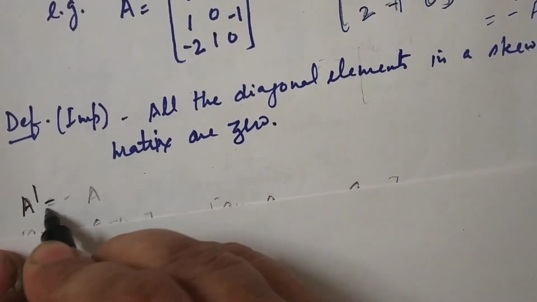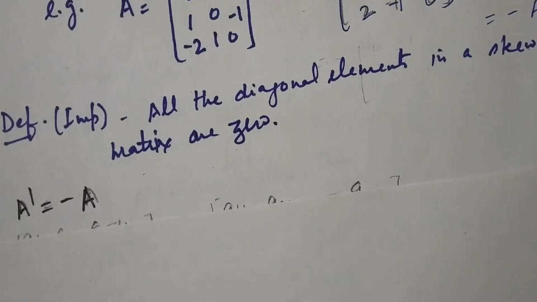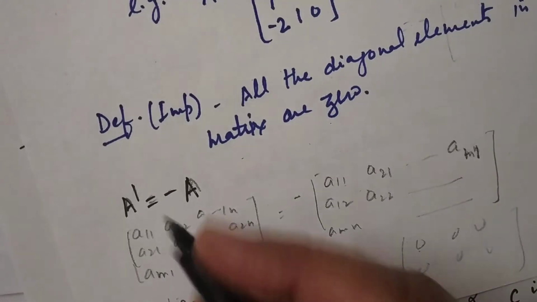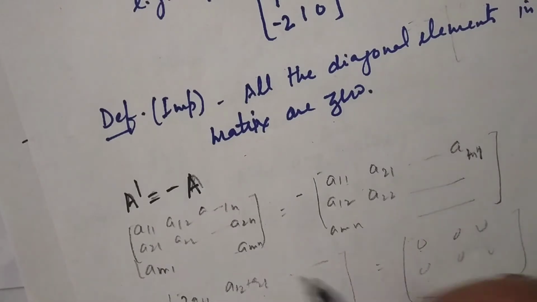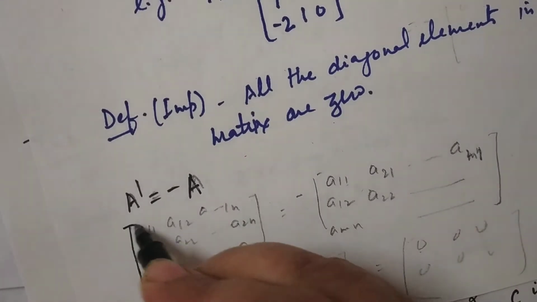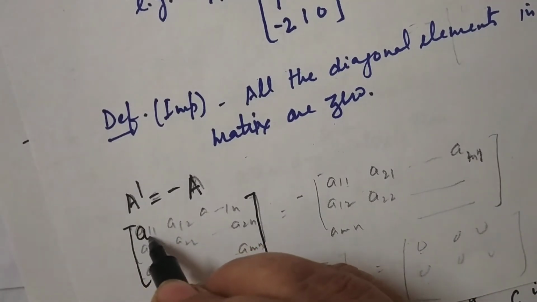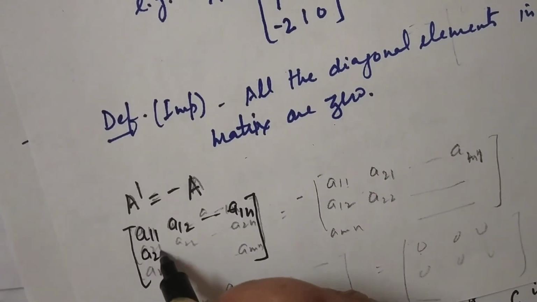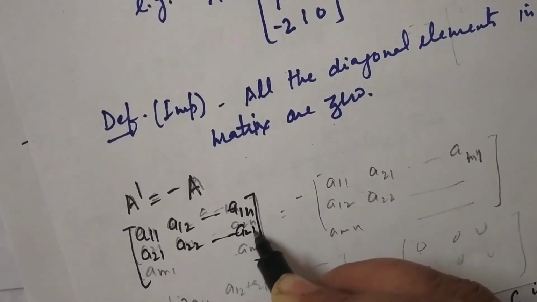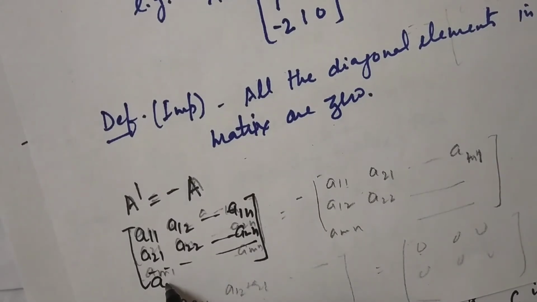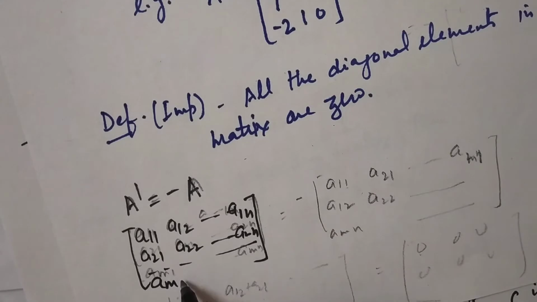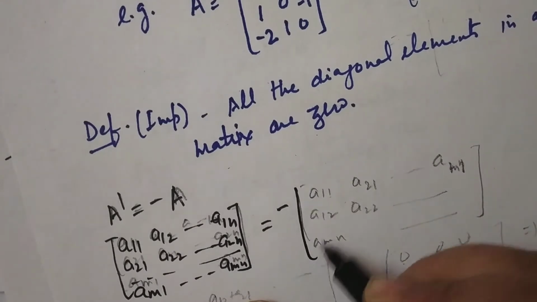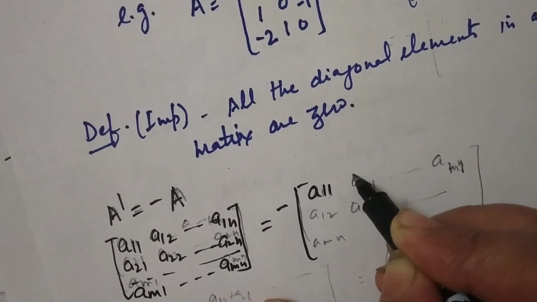Suppose I have taken A as a skew symmetric matrix. Now for showing the diagonal elements are 0, I need to suppose the elements as well. So A dash I have to find, and I will be writing it in the general form. Suppose this is of the order m by n, then the second will be a22 and so on, a2n, and the last one is am1 up to amn, and it is equal to minus of A.